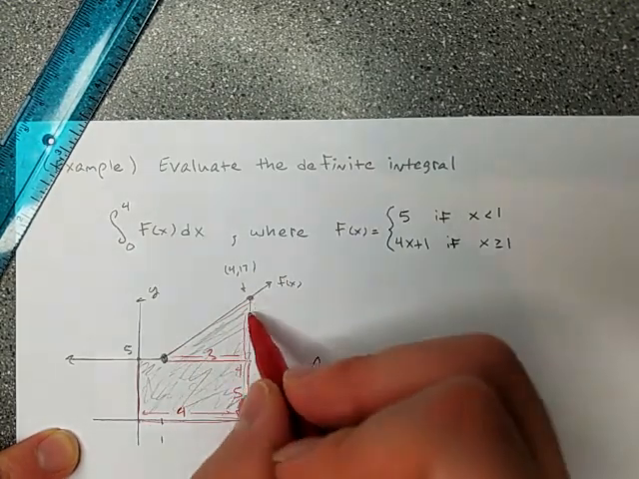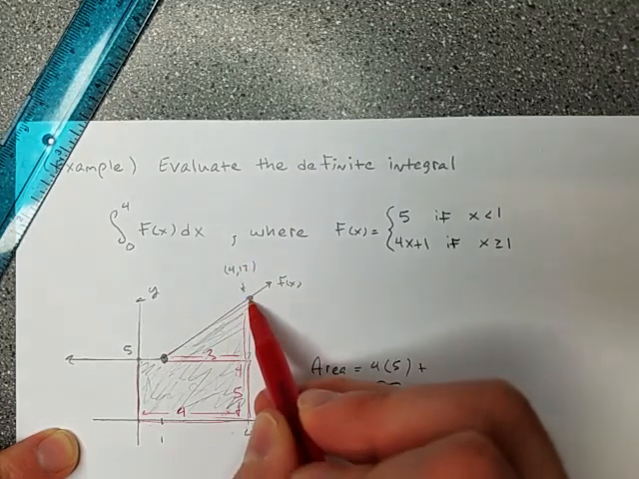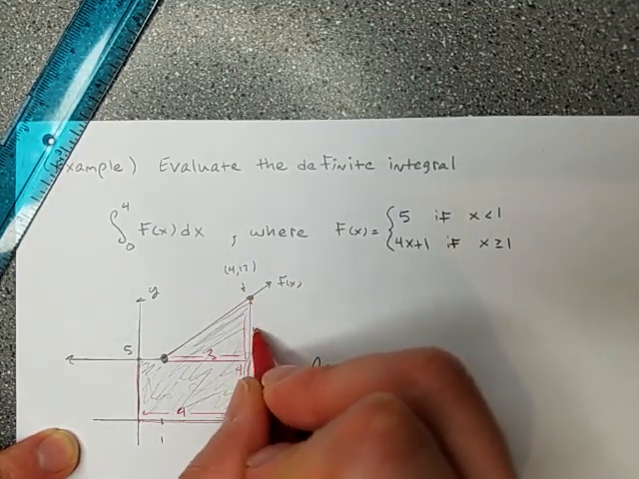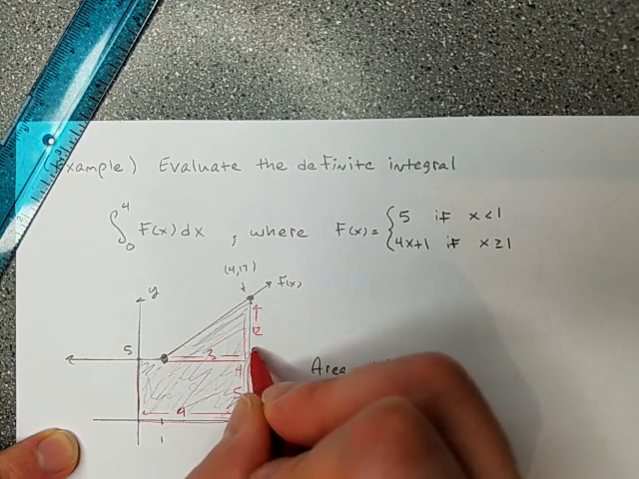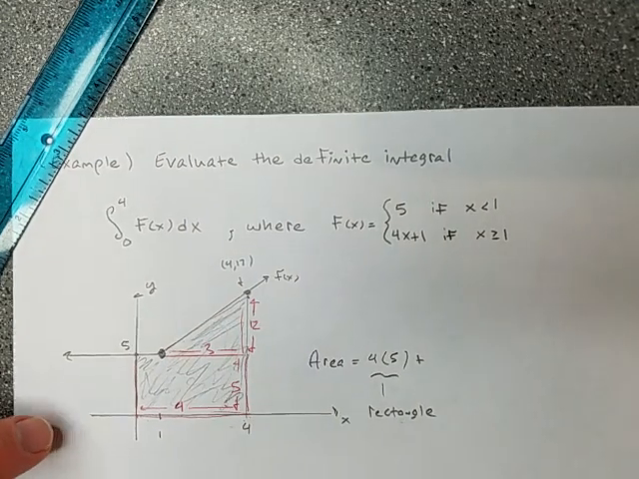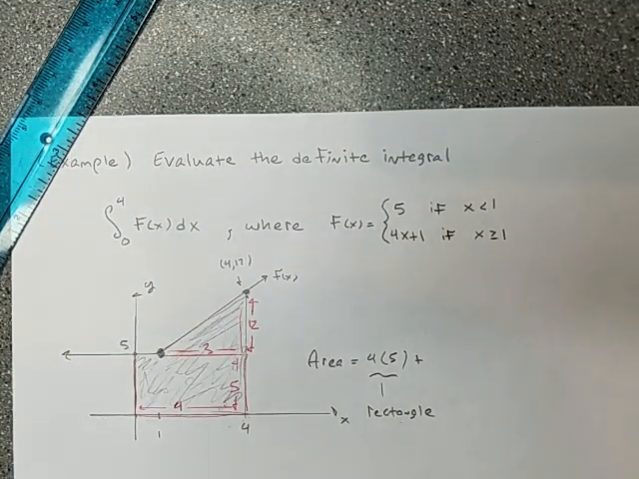Okay, and then how tall was it? Well, so this point's at 17, and that point's at 5. So the height is going to be 12. So right here, this part of it, that's 12. So that's 3 by 12.